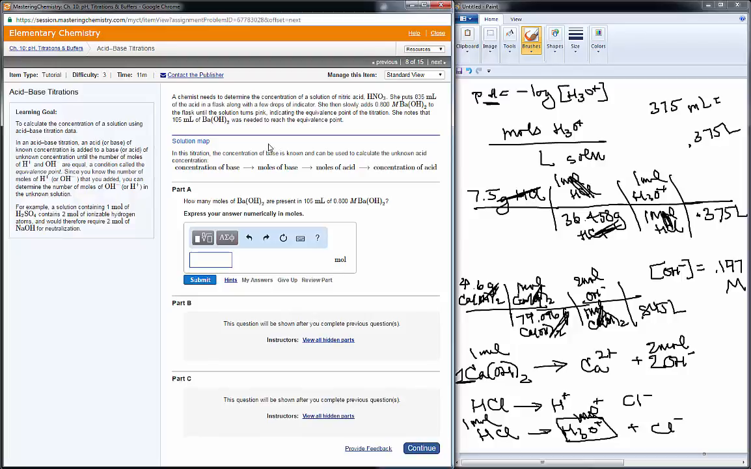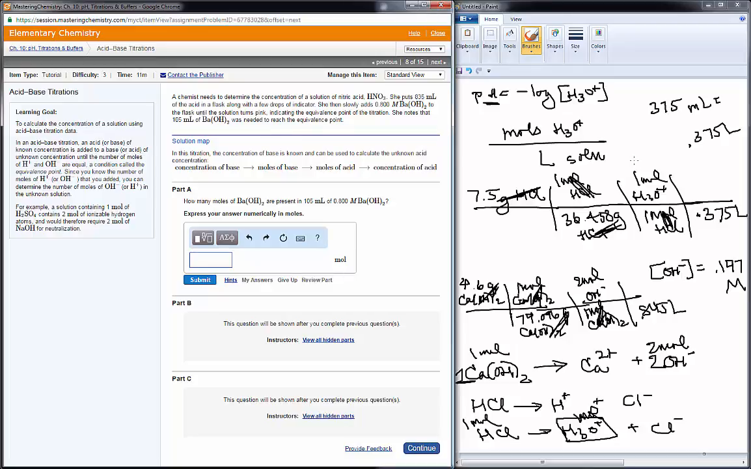All right, next, a chemist needs to determine the concentration of a solution of nitric acid. She doesn't know what the concentration is, but she does know that it's nitric acid. Nitric acid is going to be just like hydrochloric acid. It's going to donate 1 hydrogen for every 1 mole of nitric acid. So if I can find the concentration of the H+, it's going to be the same as the original concentration of the HNO3.